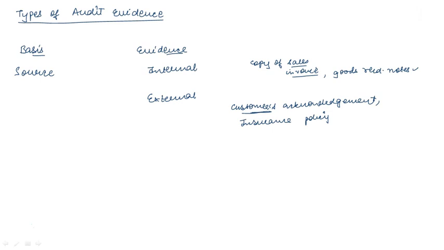Okay. Now, moving on to the next, if I talk about nature. The very first is documentary. After that, it's oral, and then it's visual. If I talk about documentary, documentary are various kinds of vouchers, various kinds of bills which are available. They are documentary, they are properly printed, everything is over there, right?